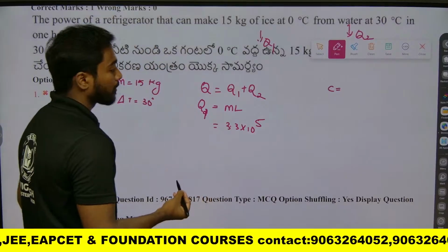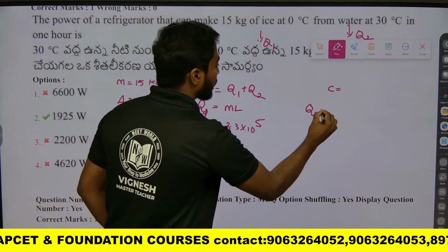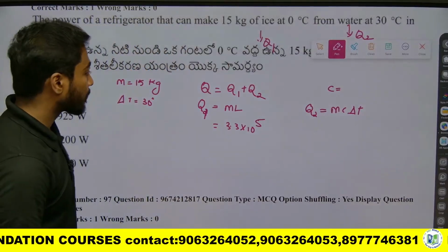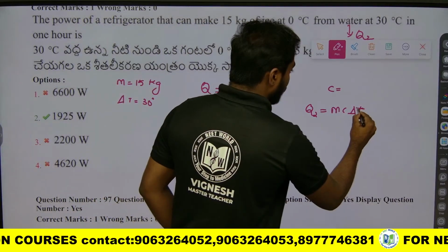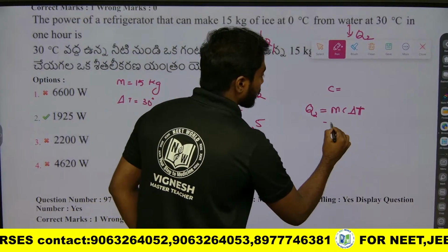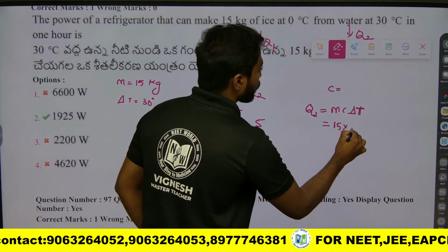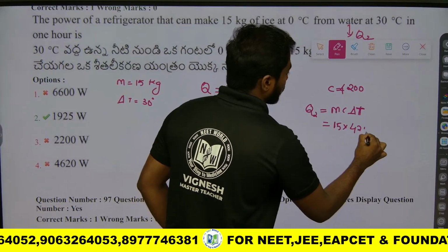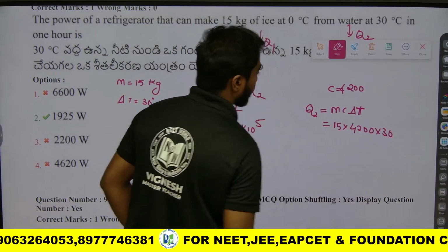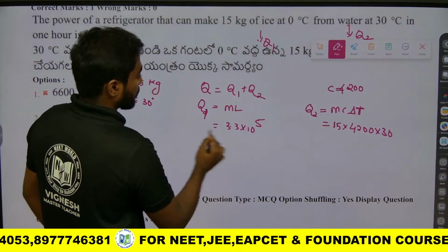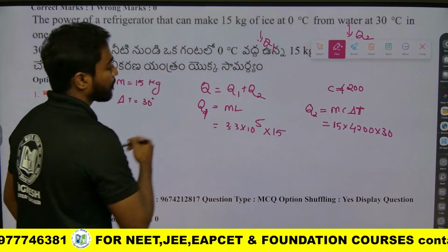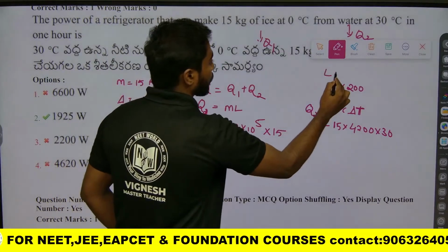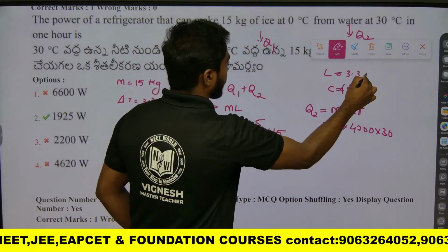Specific heat of water, like when you are doing the formula for Q2, it is MC delta T. M, that is 15 into 4200 into 30. Here it is into 15, right? Mass and the latent heat. I will write it here, latent heat also. L is equal to 3.3 into 10 power 5.